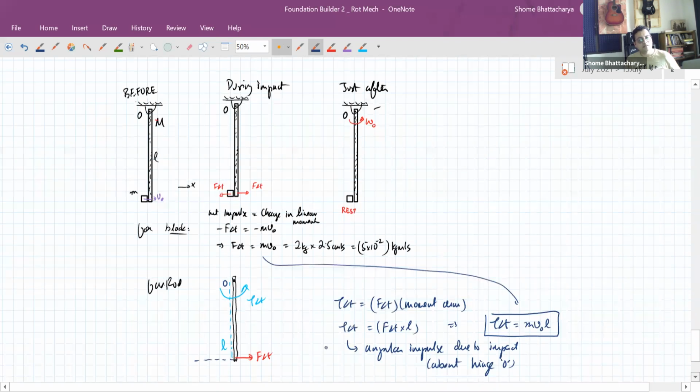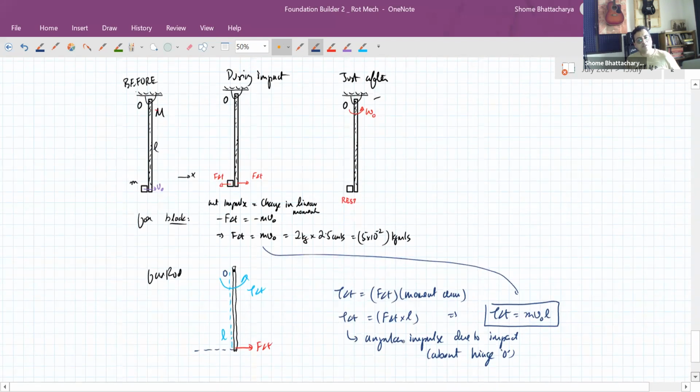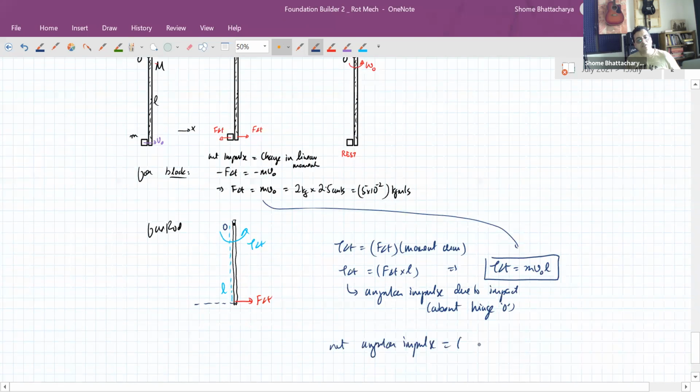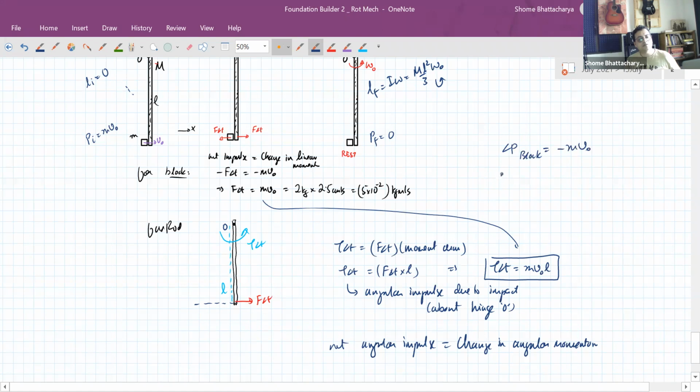As a result of that, the net angular impulse is equal to the change in angular momentum. In the initial picture, the angular momentum of the rod was 0. In the final picture, the angular momentum of the rod is I omega, that is capital ML square by 3 omega naught. In the initial picture, the linear momentum of the block was mv naught. In the final picture, the final linear momentum of the block is 0. So for the block, the change in linear momentum is minus mv naught. For the rod, the change in angular momentum is plus I omega naught, in the counterclockwise sense.